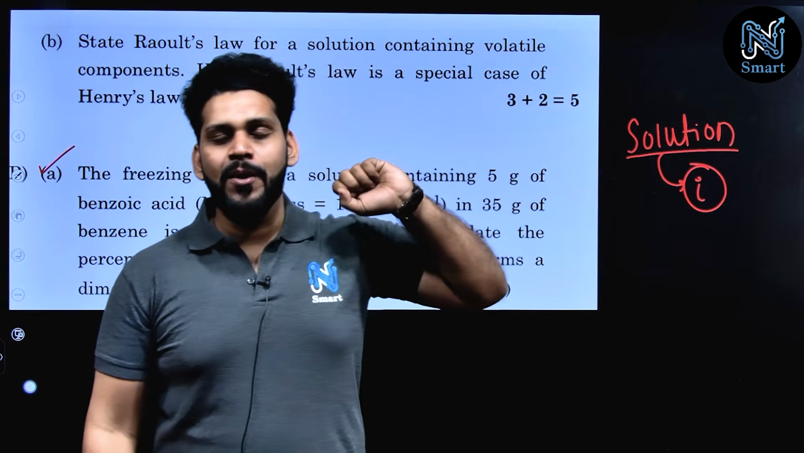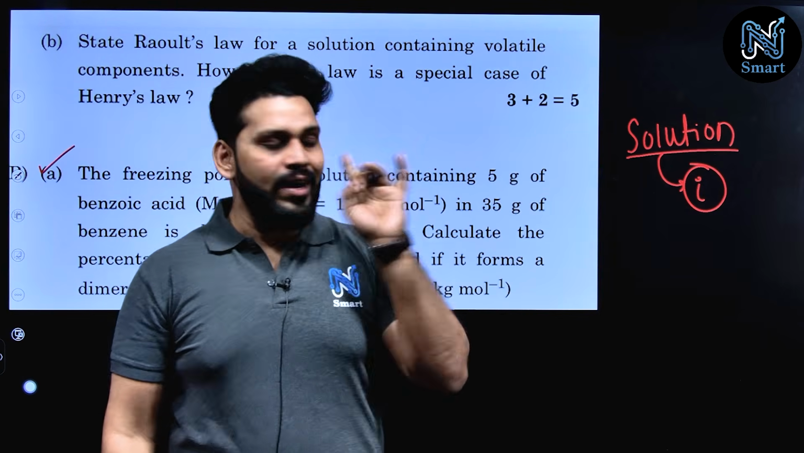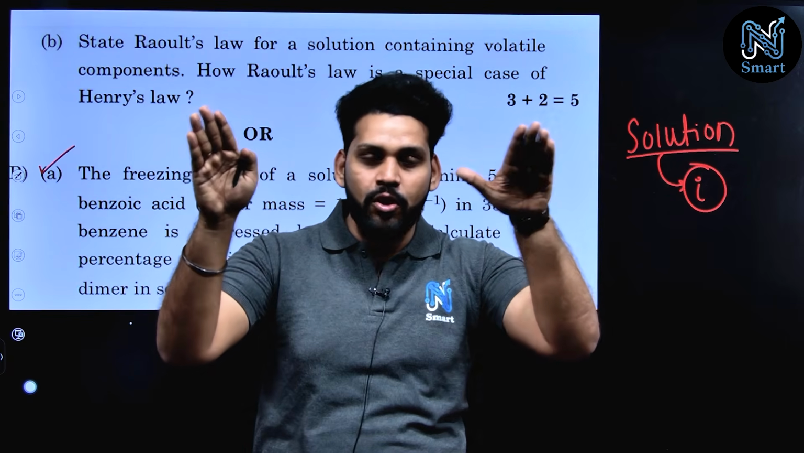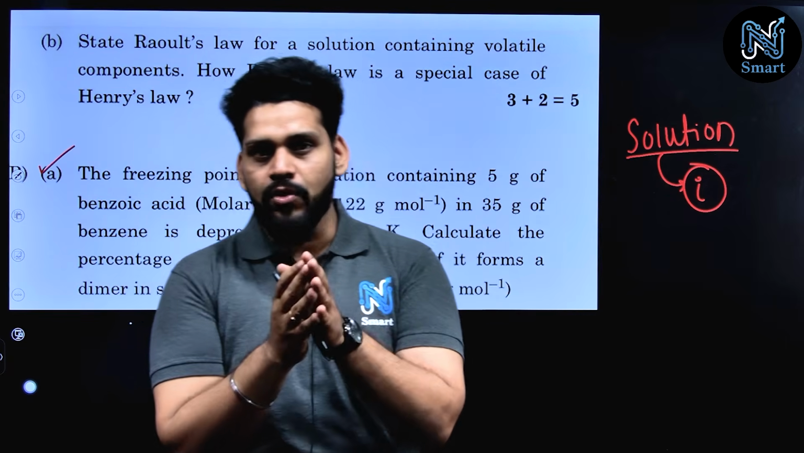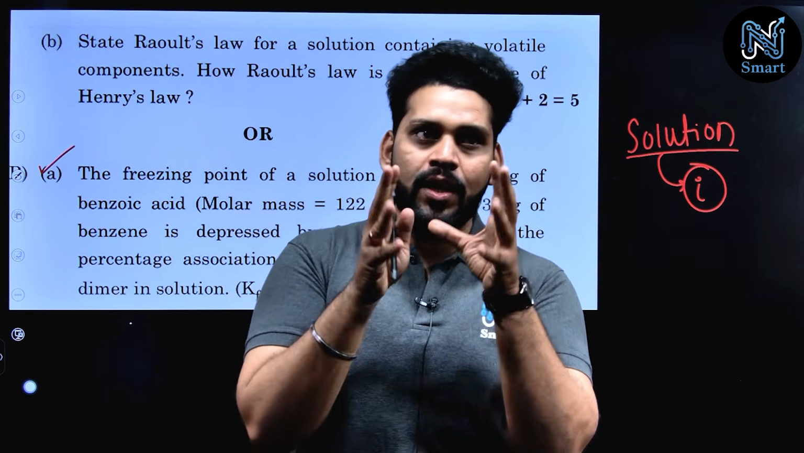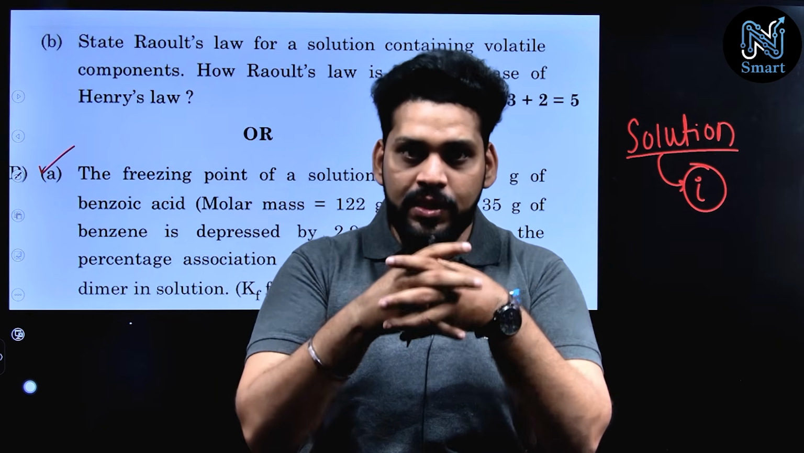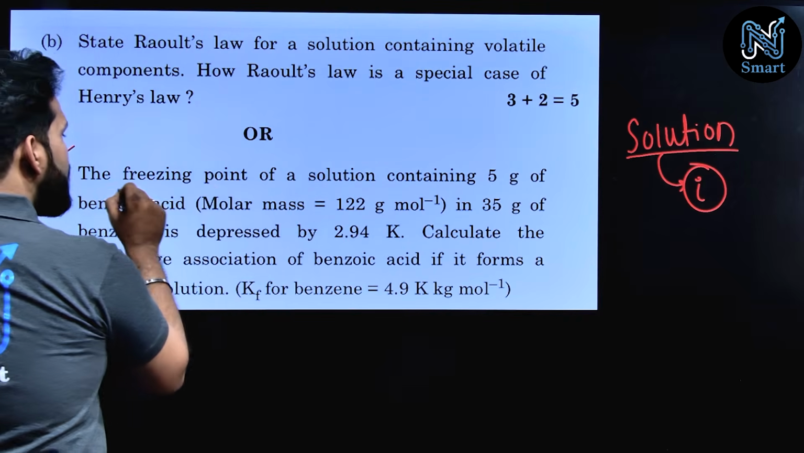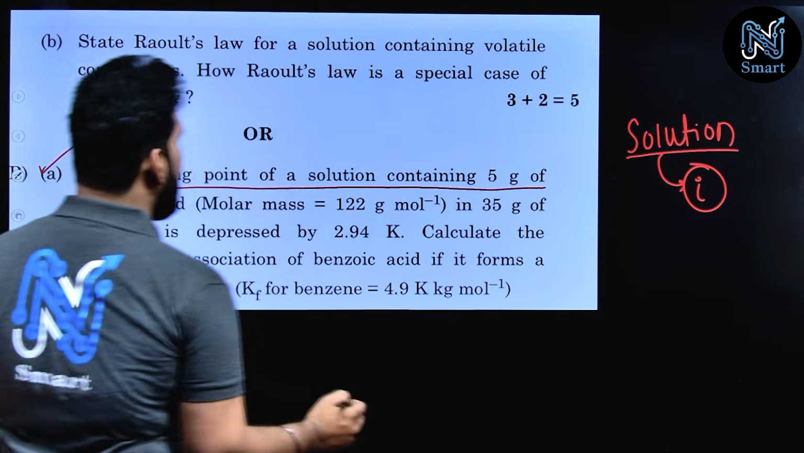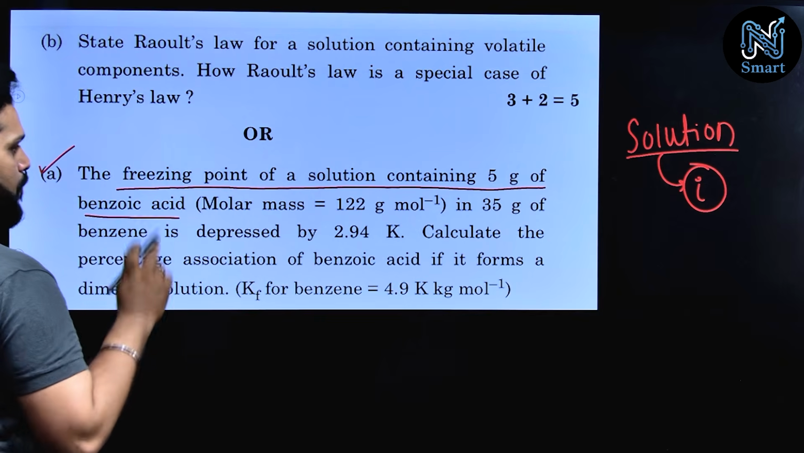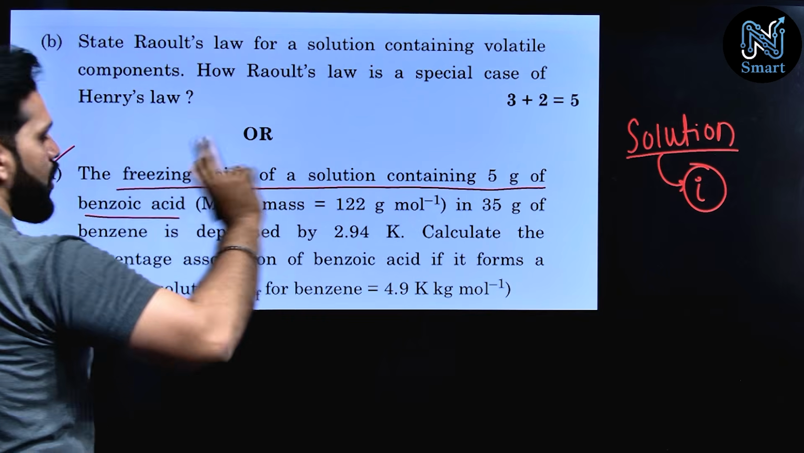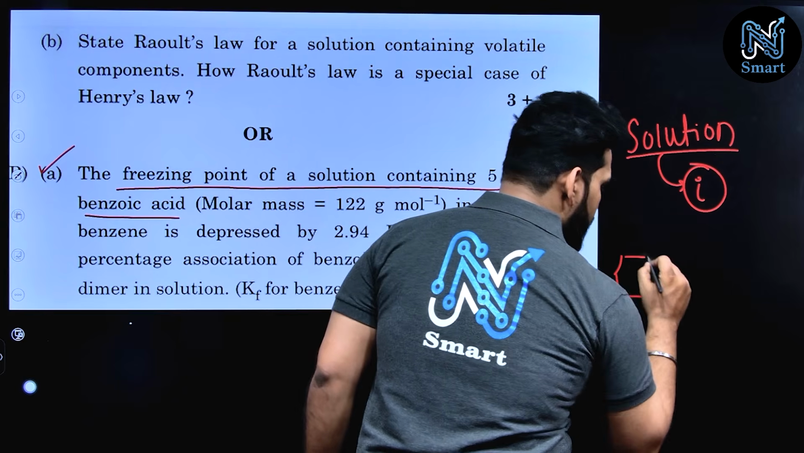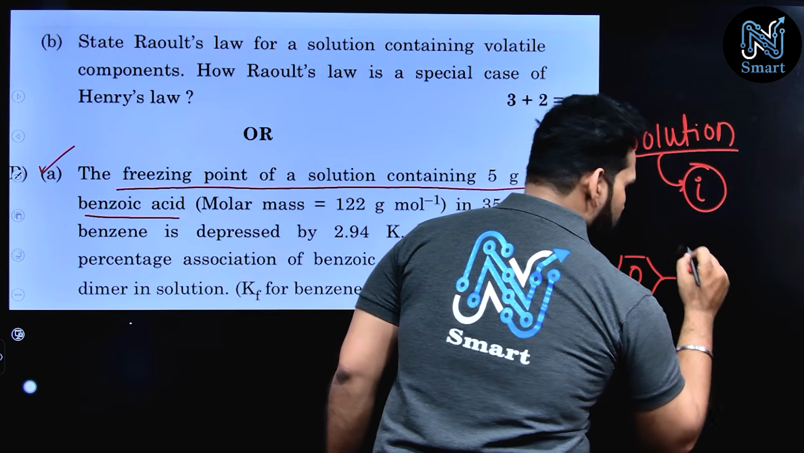Now, Vant Hoff factor is something which talks about association and it talks about dissociation, right? It talks about these 2 things. When we talk about association or dissociation, you can understand we are going to need hydrogen bonding there also. I'm going to show you how. Let's talk about this particular question. The freezing point of a solution containing 5 grams of benzoic acid. What is benzoic acid, guys? Benzene with a COOH, right? That is your benzoic acid.